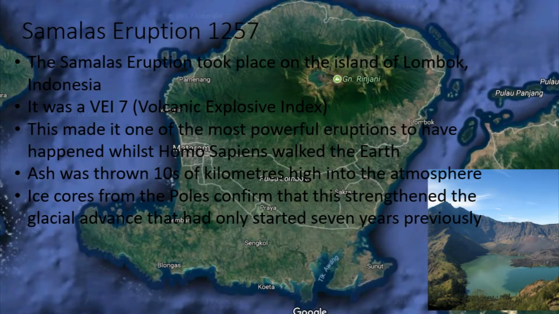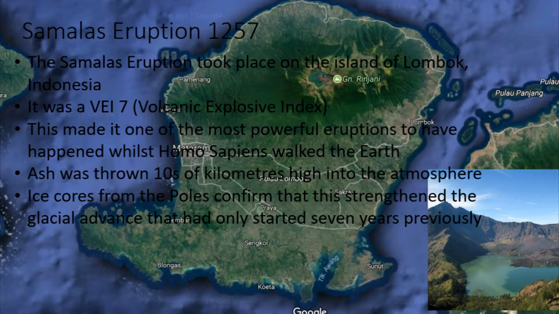There was a similar eruption in 1257 on the island of Lombok, Indonesia. It was a VEI 7, which means that it was huge. It's one step short of VEI 8, and the higher the number, the more cataclysmic the effects are. VEI 7 means it's affecting the whole planet.